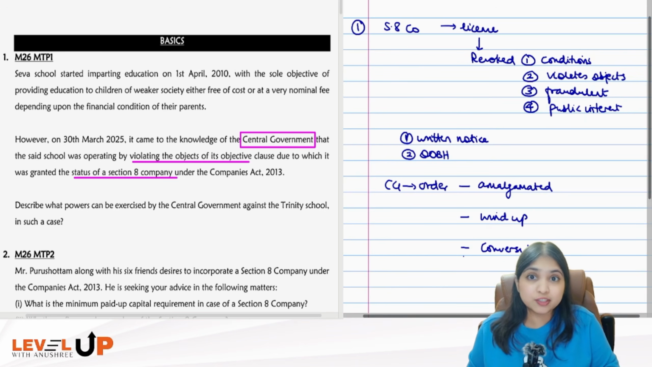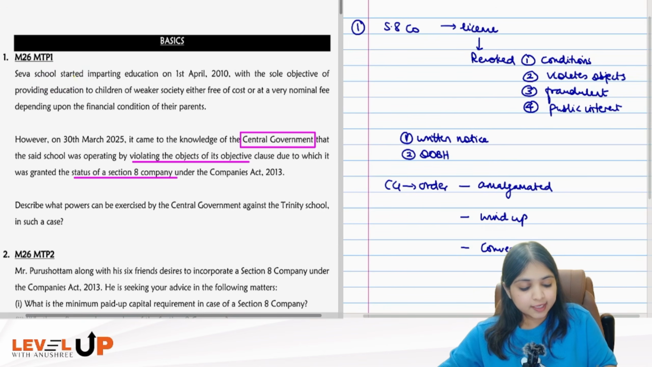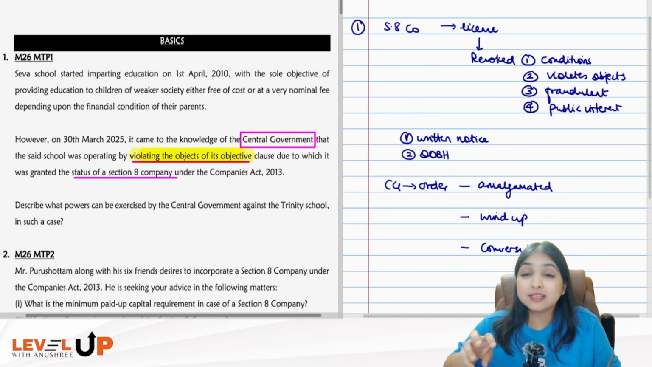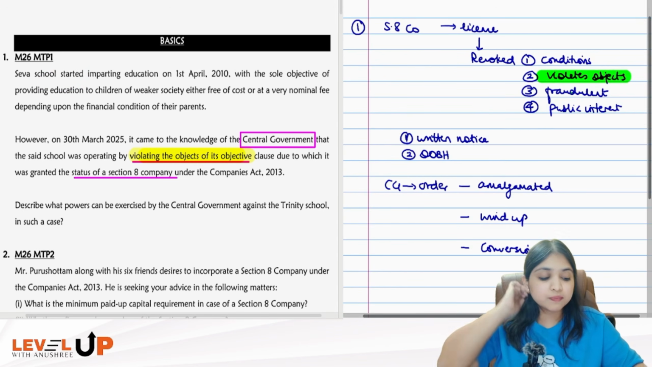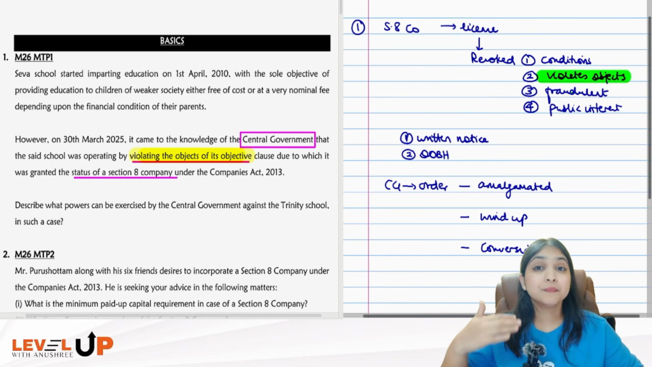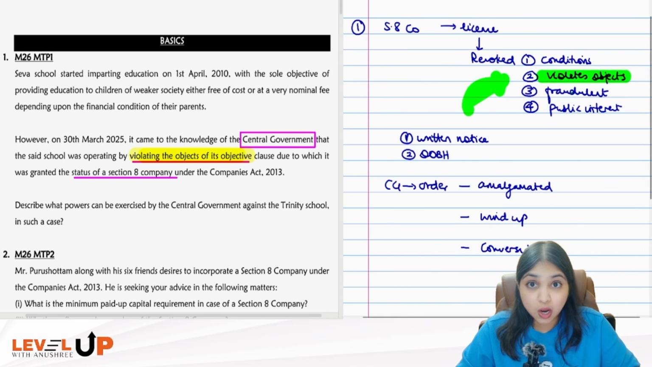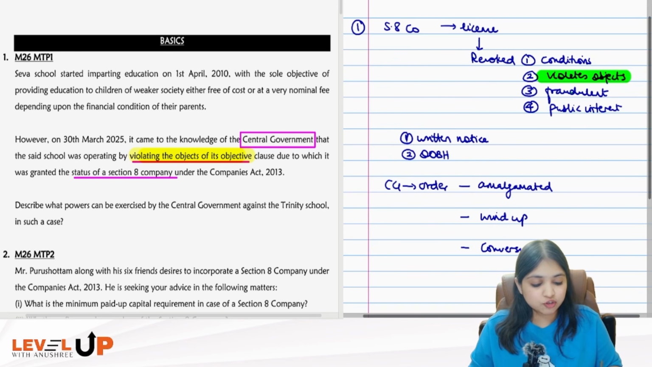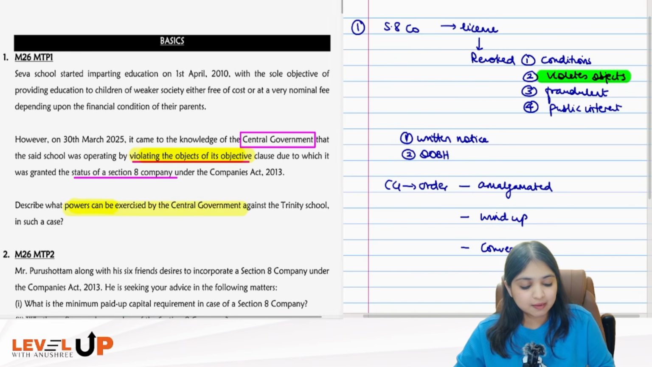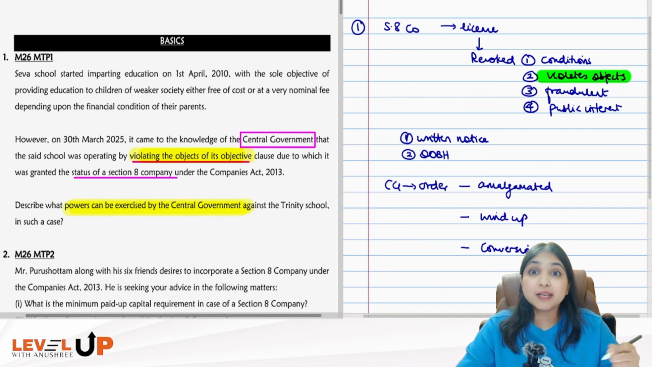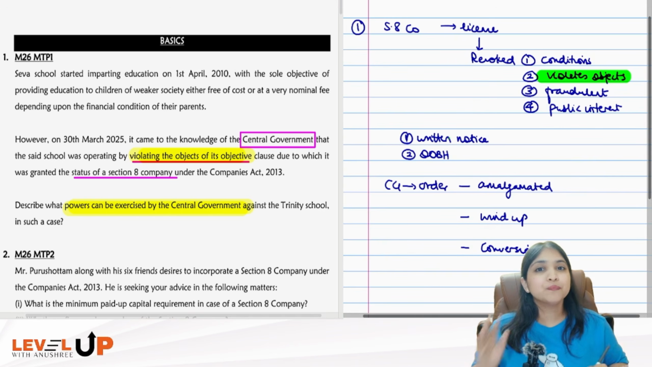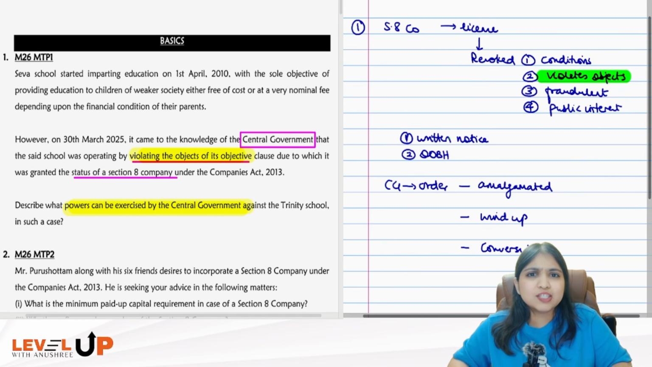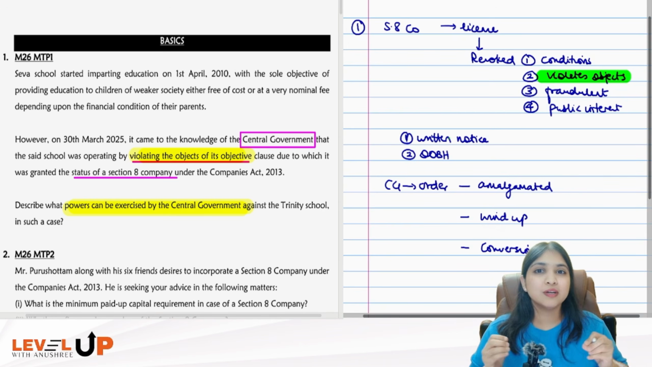So this is exactly what this question is about. Even in this question, if you see, this school has violated its objects. So because the school has violated its objects, it is clearly falling under this part of the situation, guys. So because the Section 8 company is violating its objects, on this ground, the license can be revoked by the central government. So they're asking what powers can be exercised by the central government. Central government can exercise the power of revocation of license, and this will be the entire process which they will follow to revoke the license.